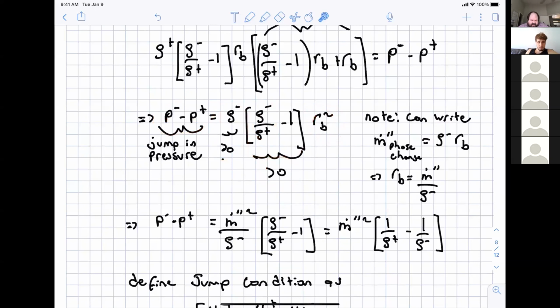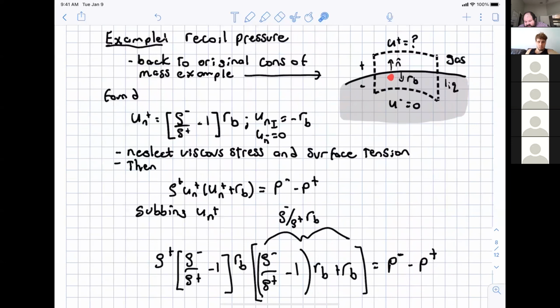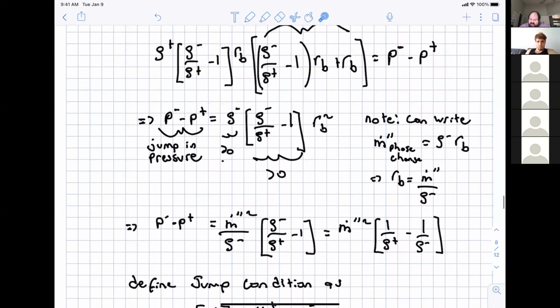So what this is telling us is that due to phase change, we have higher pressure on the liquid side of the interface than we do on the gas phase side of the interface. So that is due to phase change. On the gas phase side, we will have lower pressure than we do on the liquid phase side. And that has some interesting consequences.